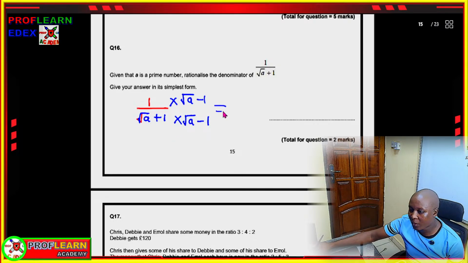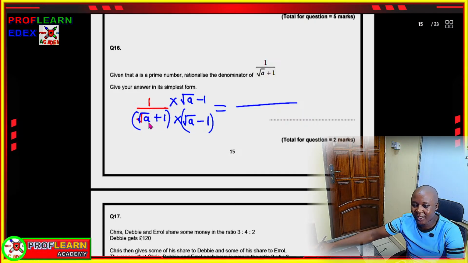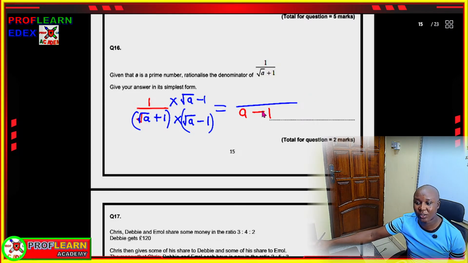If we multiply this and this, let me just tell you the shortcut. Anytime you have gotten the conjugate, square the number that you have here. That will be squaring the square root. You are going to get a minus the square of the number that you have there, that's going to be 1. So square the two numbers, subtract them.